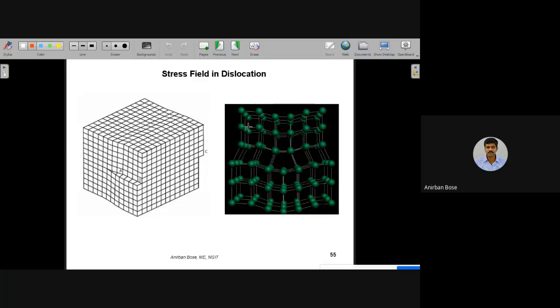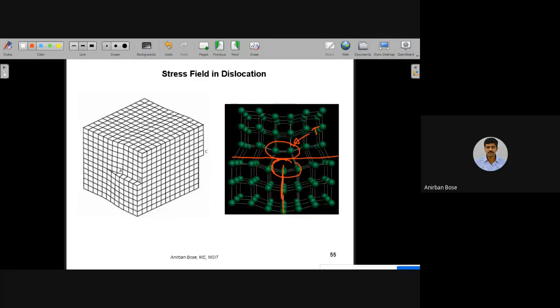Now, the stress field in dislocation, as I have already told you, in case of edge dislocation, the stress field is the principal stress field. That means here you can see it will be under compression, and this is the region where it will be under tension. It is actually a negative edge dislocation that has been shown. Here you can see this is the part plane and this is the slip plane. So this is under tension and this is the region which is under compression.